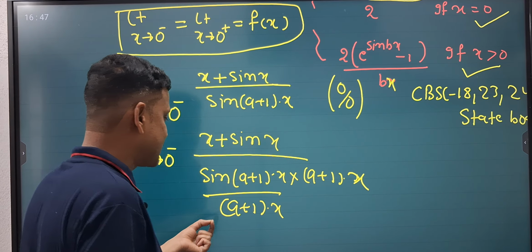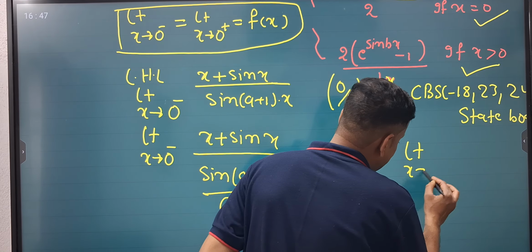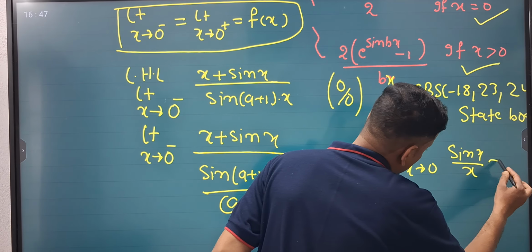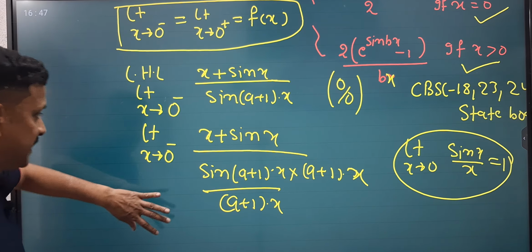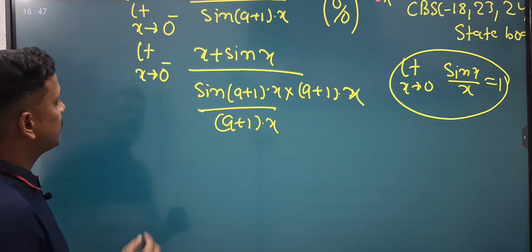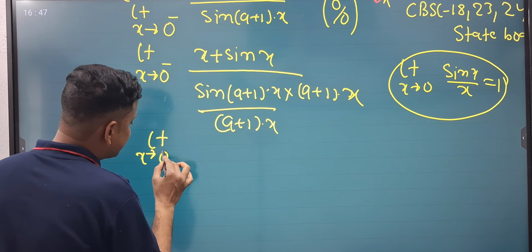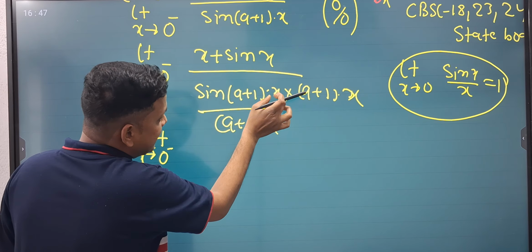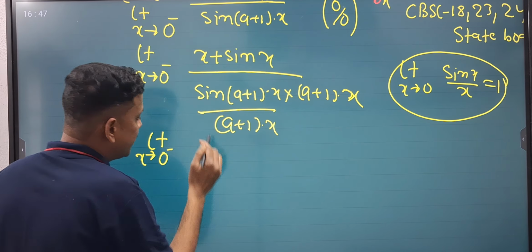Why did I do this? Because limit x tends to 0 of sin x by x equals 1. We know that from the limit chapter. That's why I did this. So the next term will be limit x tends to 0 minus. Here will be x plus sin x. This x will go here, this x will go here.